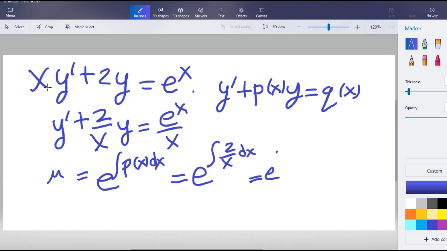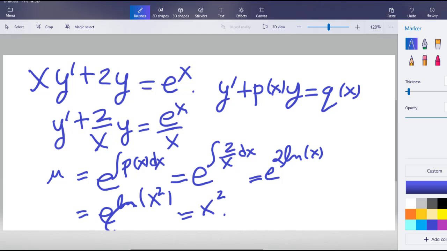And that's e to the 2 times the natural log of x. Now, remember that on the integrating factors, we don't need to worry about absolute values on the logs or plus c's. In order to cancel the e and the log, we first have to move the 2 up. And so this is going to be e to the log of x squared. Now the e and the log cancel, and the integrating factor is x squared.